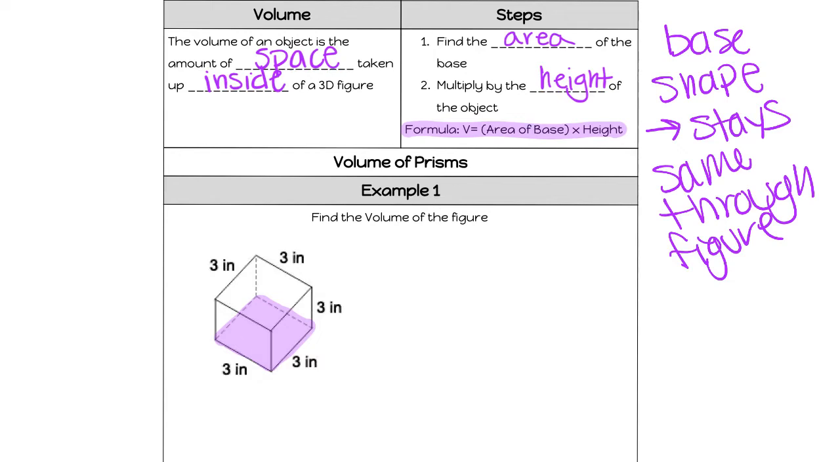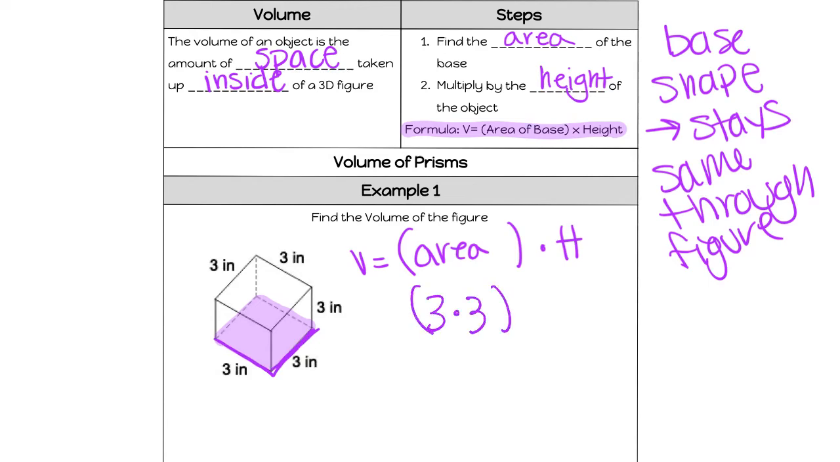So my volume is the area of the base times the height. And we use big H for height of a 3-dimensional figure to differentiate from the height when we're finding area. So the area, here's my sides of my square. So the area of the base is 3 times 3. Then I'm going to take that times the height of my cube, which is also 3.